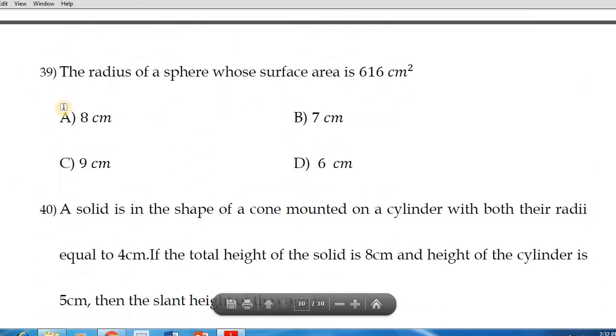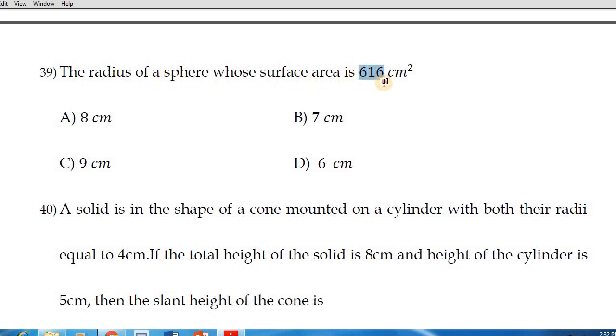39th question. Direct question it is. The radius of a sphere whose surface area is 616 centimeter square is. See, the surface area is given. We need to find the radius. Use the formula. The surface area of a sphere finding formula is 4 pi r square, which equals 616. So if you simplify, you will get the answer, that is B, which equals 7 centimeter.